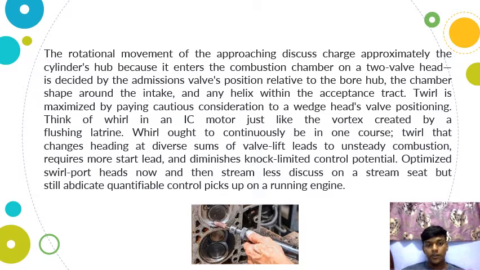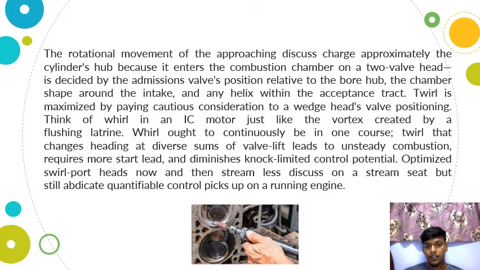The rotational movement of the approaching air about the cylinder axis, because it enters the combustion chamber on a two-valve head, is decided by the admission valve's position relative to the bore axis, the chamber shape around the intake, and any helix within the intake track. Swirl is maximized by paying careful consideration to a wedge head's valve position.